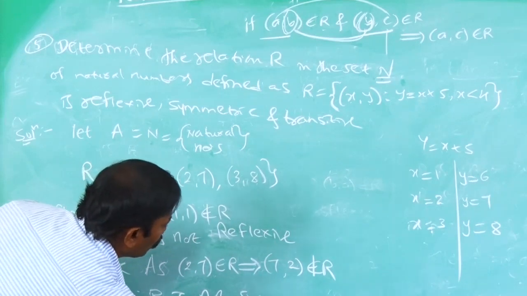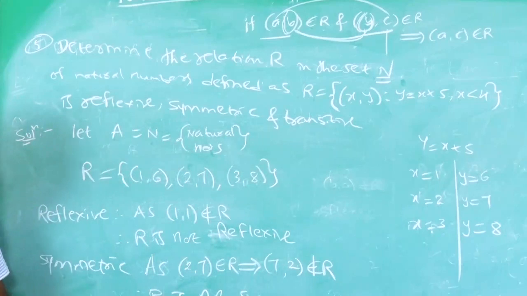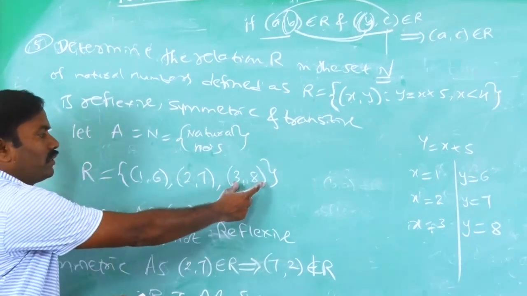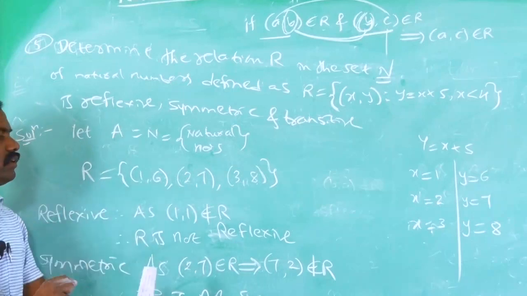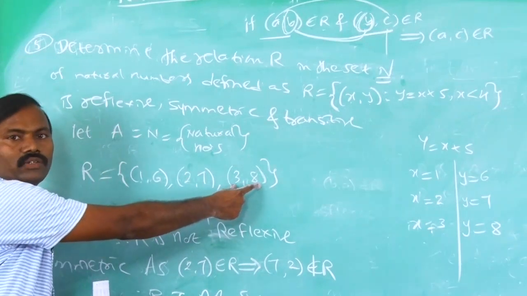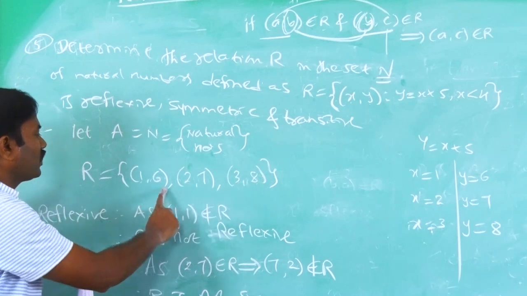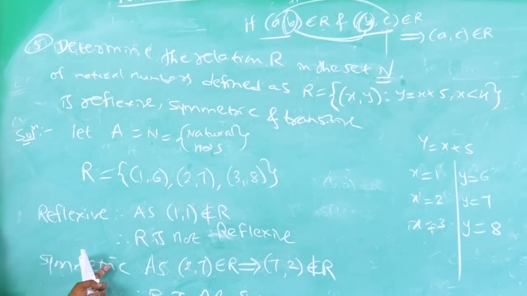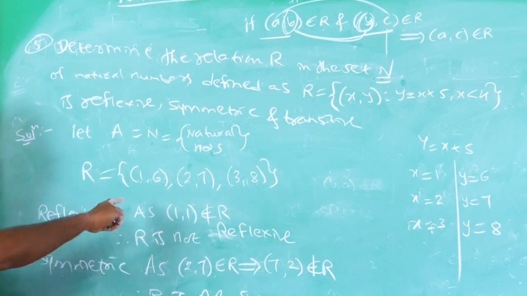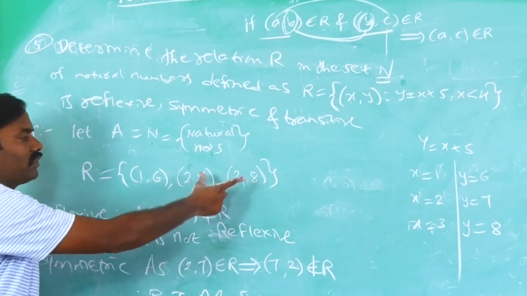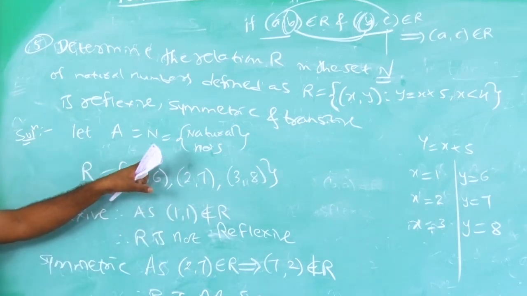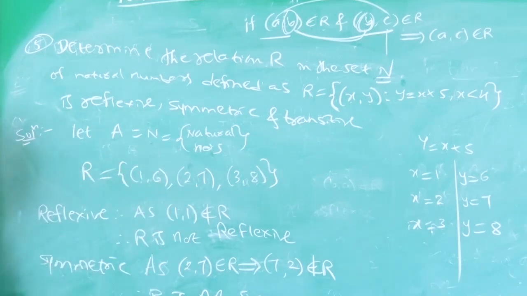Or you can take any other pair. Suppose the ordered pair 3 comma 8 is in the relation. Its inverse is 8 comma 3. 8 comma 3 is not in the relation, which means the relation is not symmetric. So in short, symmetric means that if all the pairs of the relation have their inverse also in the relation, then only that relation is symmetric, otherwise it is not symmetric.